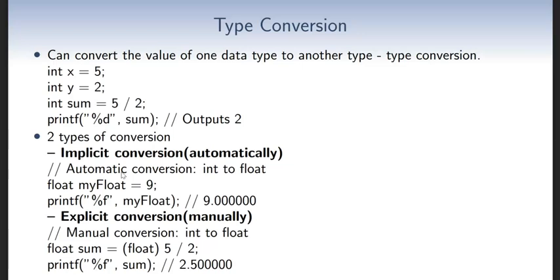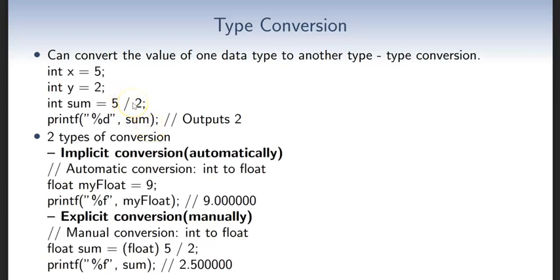Next comes type conversion. We can simply convert the value of one data type to another data type. This is called type conversion. Here the integer int x is equal to 5, int y is equal to 2. Here we are dividing these two variables, 5 divided by 2, the answer would be 2.5. But here the output is 2. Why are we getting this? Because we have assigned these two variables as integer. So the output would be like this. Using these two types of conversion, we can have the output as what we are expecting.